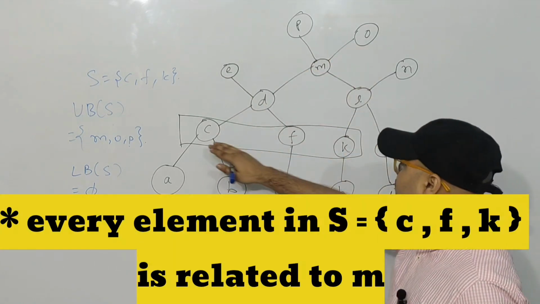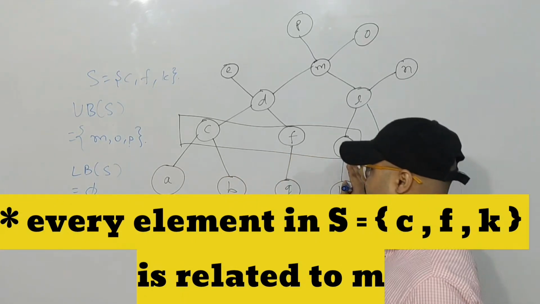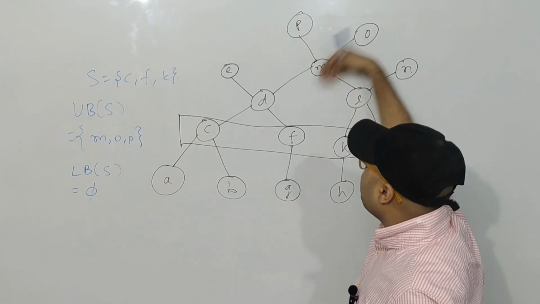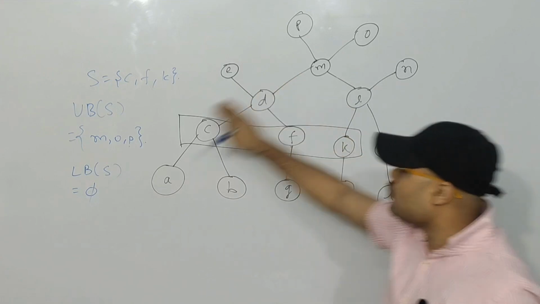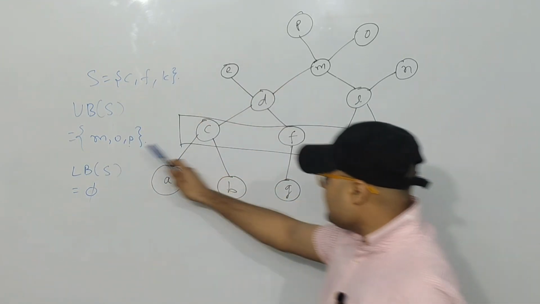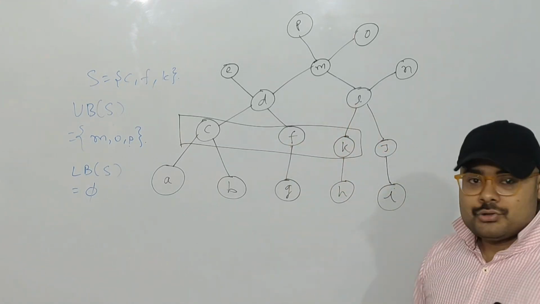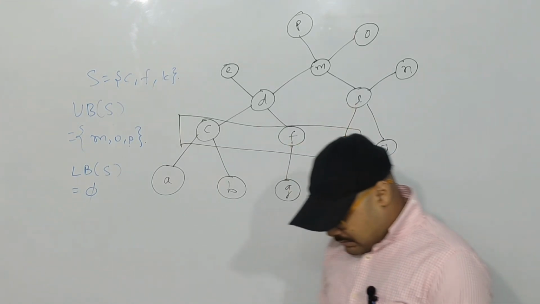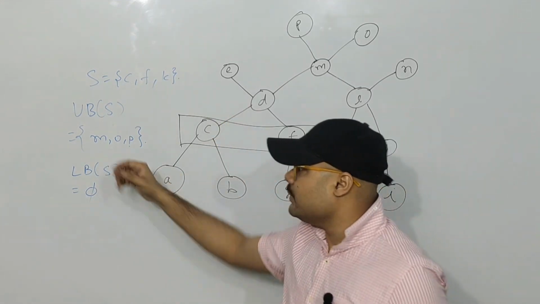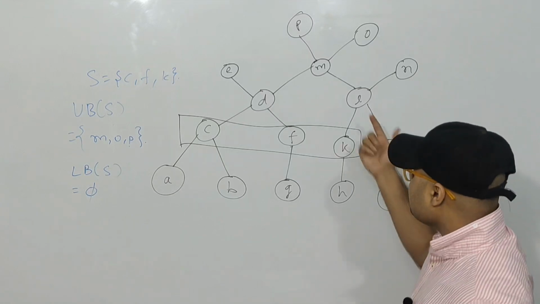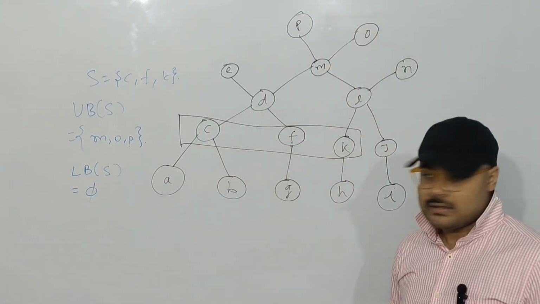Now this M is related to every element of the set S. So from M, whatever upward movement is there, whatever upward path, whatever nodes that come in the upward path from M, those all will be in the upper bound. So M is the first element that you got in this manner, right? And then from M, whatever comes in the upward direction, all of those nodes will be a part of upper bound, because for all those elements, this property holds that every element of the set is related to those elements.